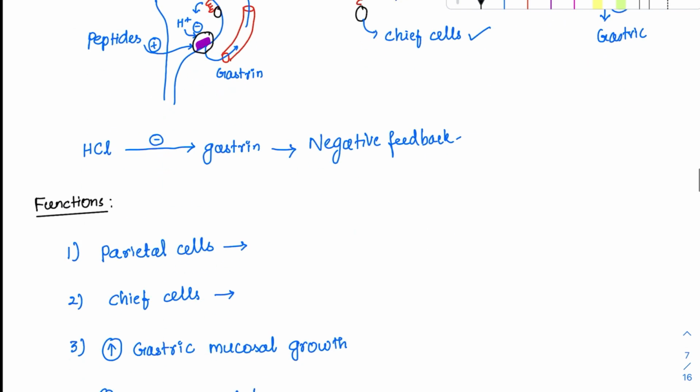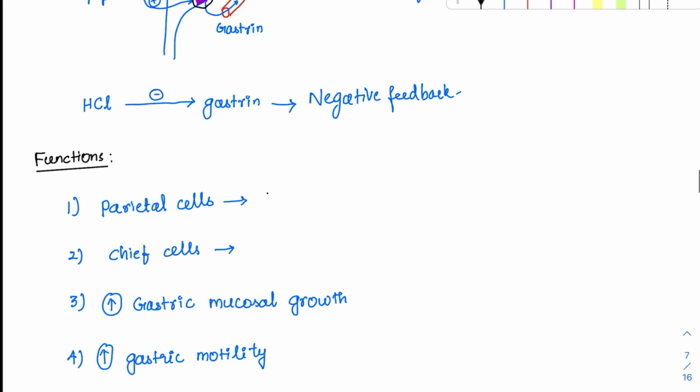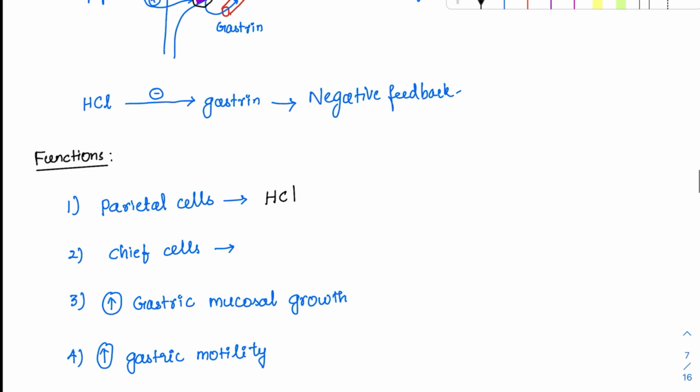So what are the functions of it? First thing is gastrin is stimulating two different cells. One is the parietal cell. Parietal cell, all of us know it produces HCl. Parietal cells are also called oxyntic cells. It produces HCl. Along with HCl, it also produces one more substance called intrinsic factor.